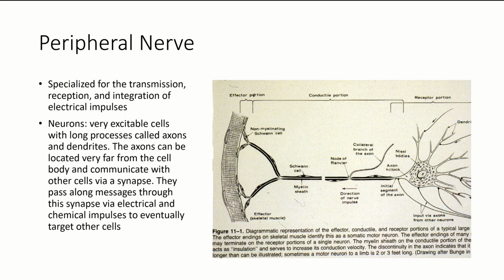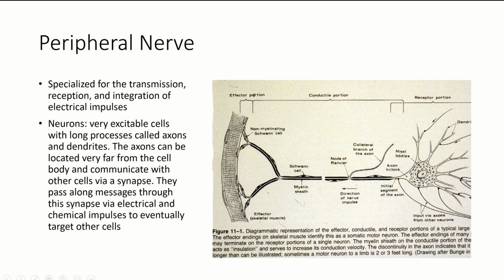Okay, so now we're going to move on to nerve, and remember we're doing peripheral nerve. Nerve is specialized for the transmission, reception, and integration of electrical impulses, right? So it is basically a messenger, but a very fast messenger and a direct messenger, okay? So it does electrical impulses. And so we're going to learn about neurons, right? So that's the main cell of nerve.